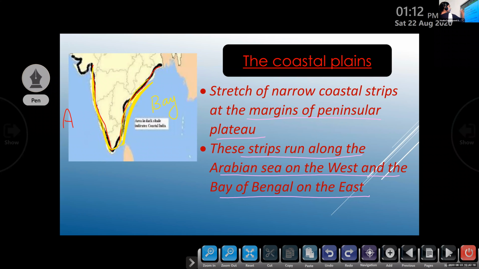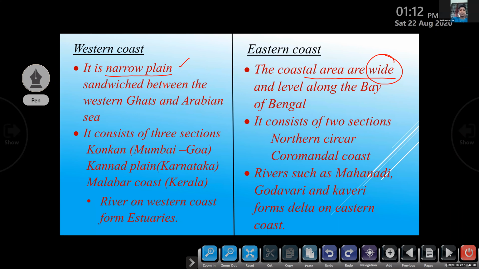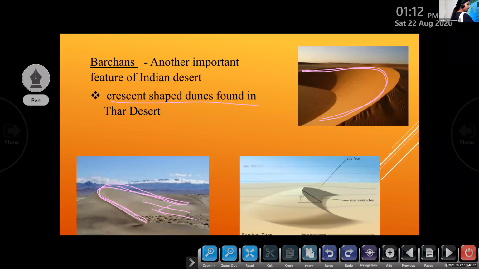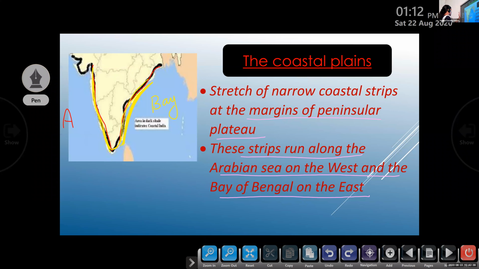Then first point, western coast is a narrow plain and eastern coast is wide. Then second point is, it consists of three sections. Western coast consists of three parts, three sections. Then let us see what they are. See, this is the western coast.